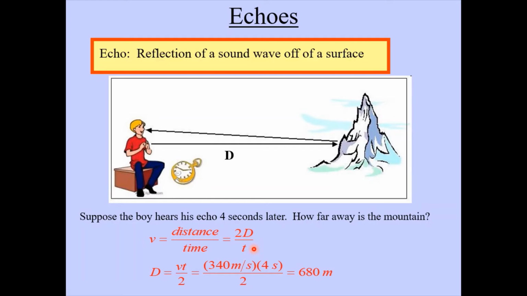All right, so what we want to know is how far away is the mountain. We want to figure out what d is. So we're going to solve this for d. We can multiply both sides by t and divide by 2, and we get distance is equal to vt over 2. Speed of sound, we can use 340 meters per second. The time was given as 4 seconds, and we have to divide that by 2, so that comes out to be 680 meters as the distance between the boy and the mountain.